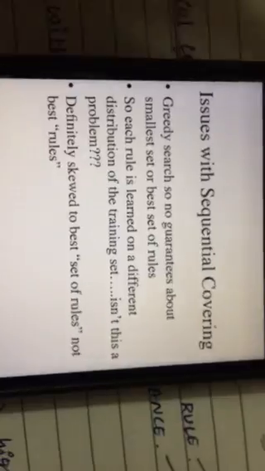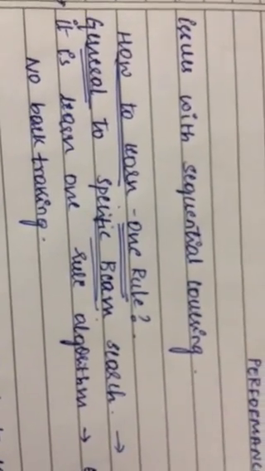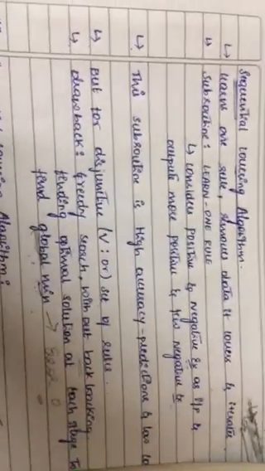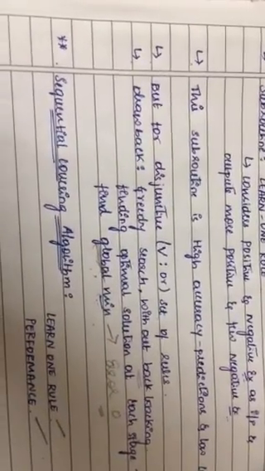Now then, how to learn one rule? In how to learn one rule, we will go to the next topic, that is general to specific beam search. I hope you understood the sequential covering algorithm, the theory part and also the algorithm. You have to write it in the same way as it is given in the text here. Since it is an algorithm, you can't change the variable names. This question carries 10 marks.